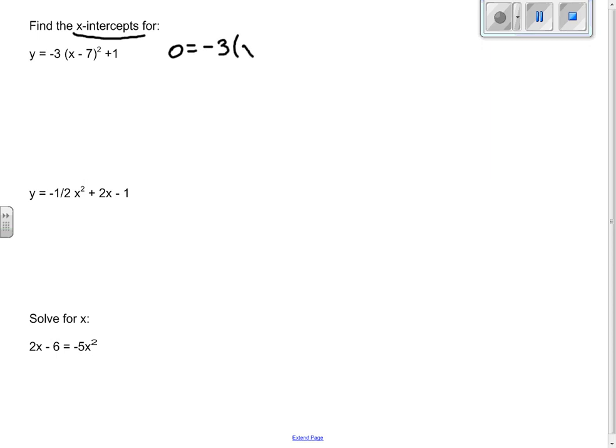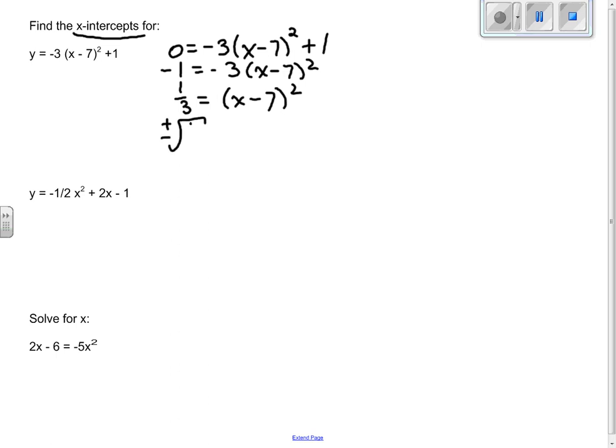So I am going to try a different strategy with my arithmetic. I'm going to subtract 1 from both sides. I am going to divide both sides by negative 3. I'm going to impose a square root on both sides. So I need to remember to consider the positive and the negative square root of a third. And I'm going to add 7 to both sides.